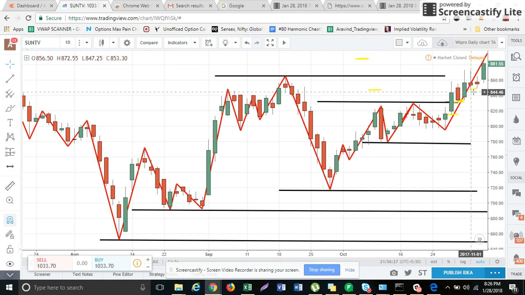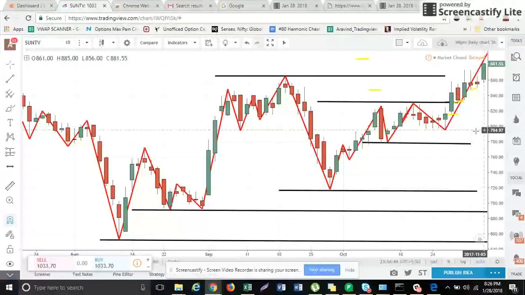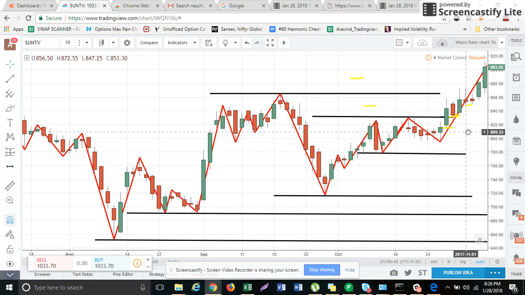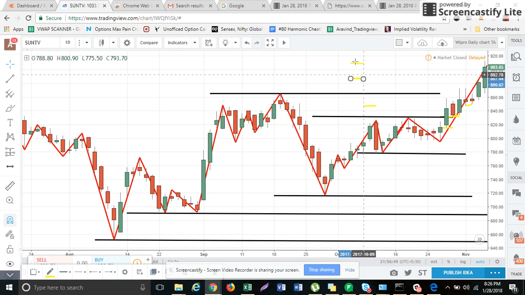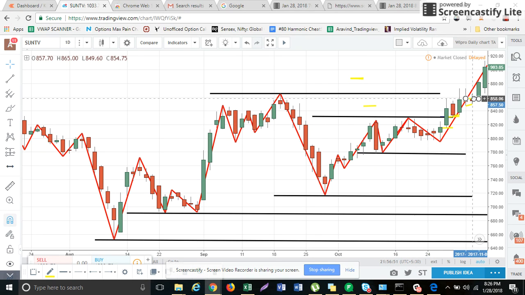Okay, so in our first video we updated our stop loss to the low of this first day candle, on 3rd of November. So let's move on to the next day. Again, a higher top has been made. So what we do is simply update our stop loss at the low of this particular candle, which is 856, and move on to the next day.